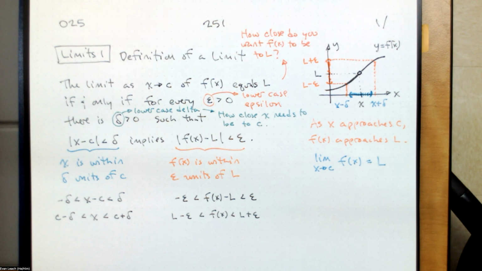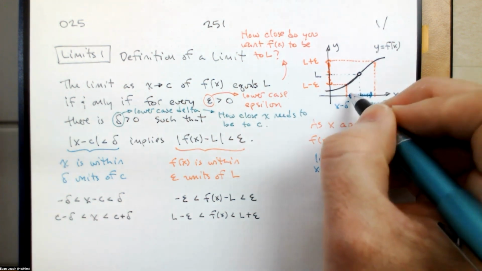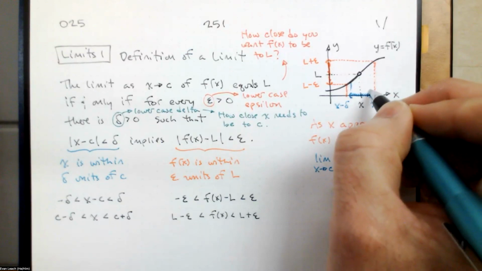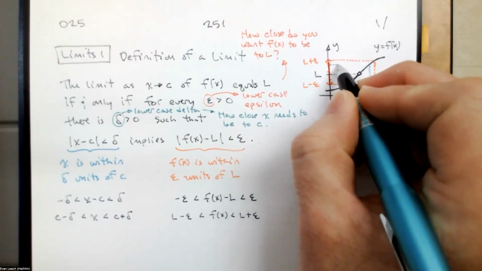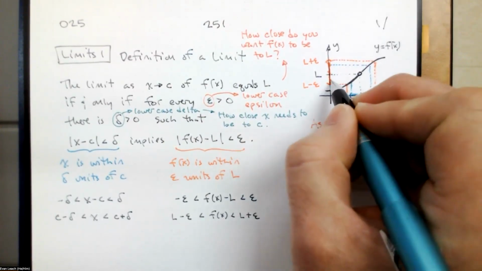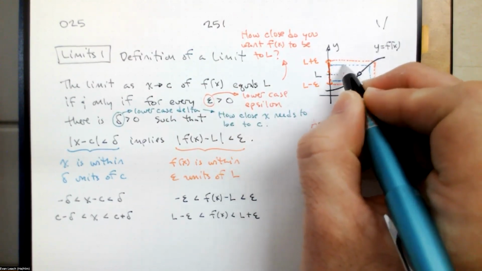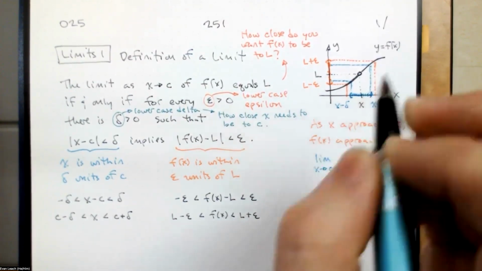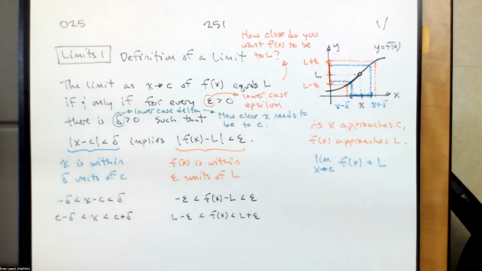If I make x within delta units of C, we can see that we're guaranteed to get f of x to be within epsilon units of L. Usually the way I phrase this, epsilon is where you start, and then you go figure out what delta is.